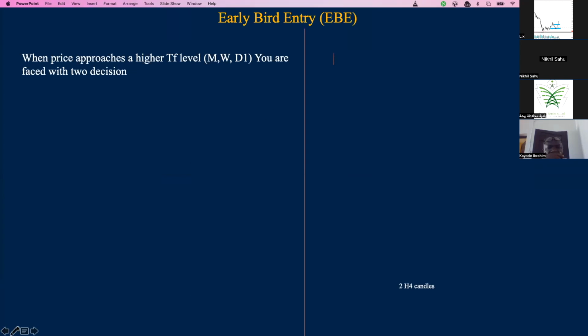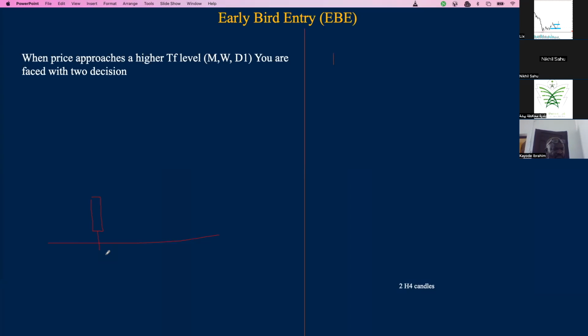So now, explaining all these things, the point is that if you have a resistance or a support, a weekly support, then it means that you have to wait for the whole weekly candle to come and reject this before you start thinking this is too much waiting. So this one is my own strategy. I have devised this strategy called the early bird entry.